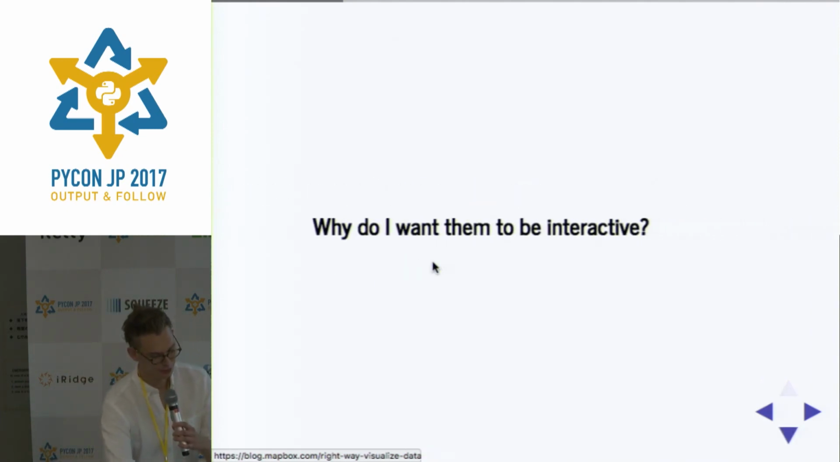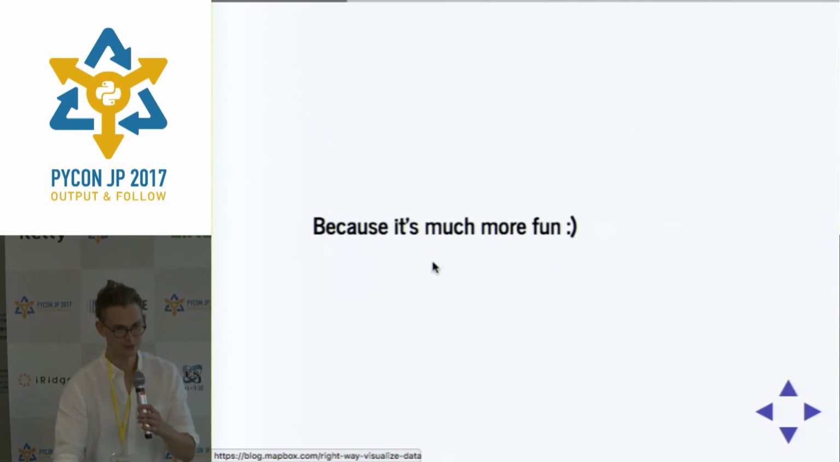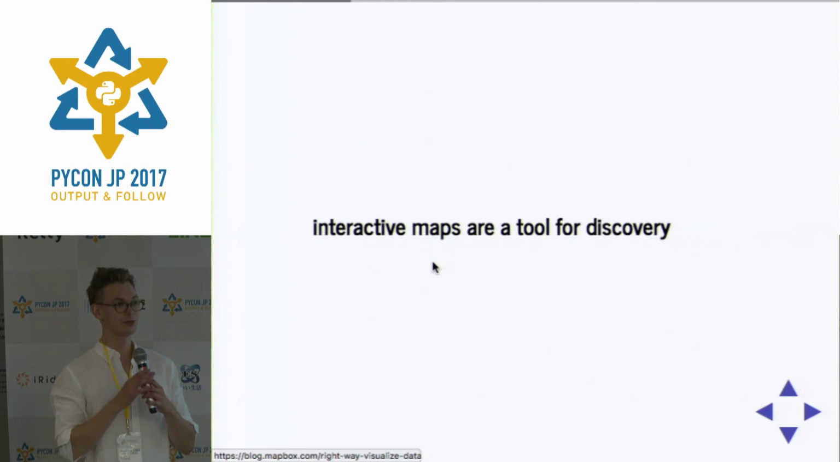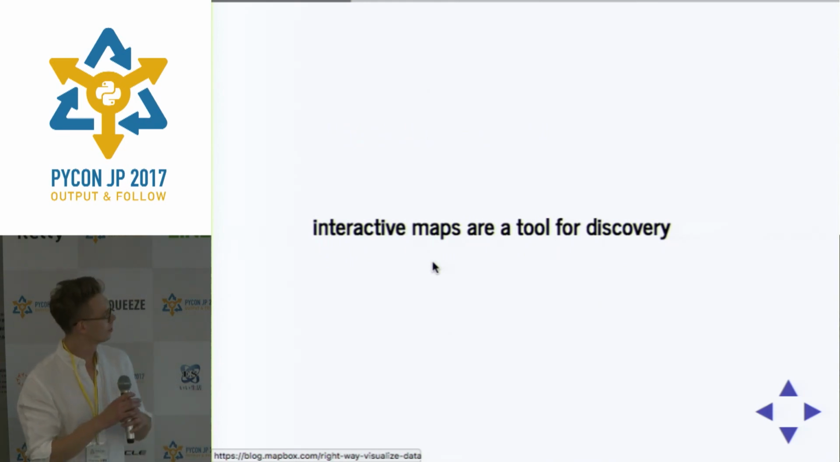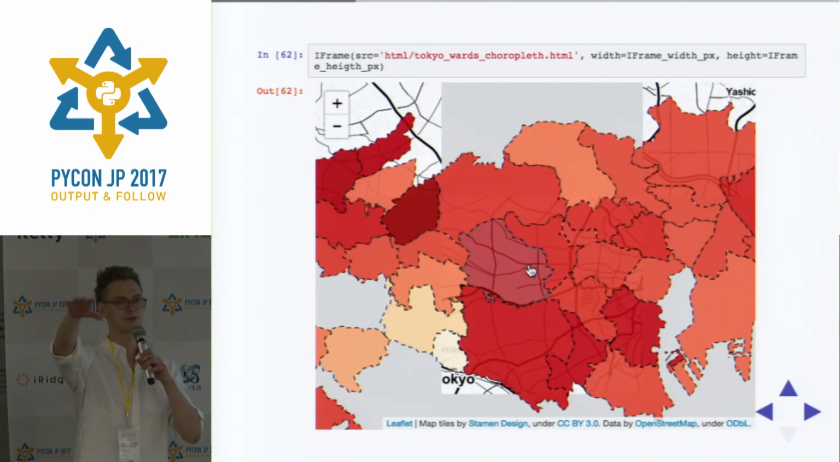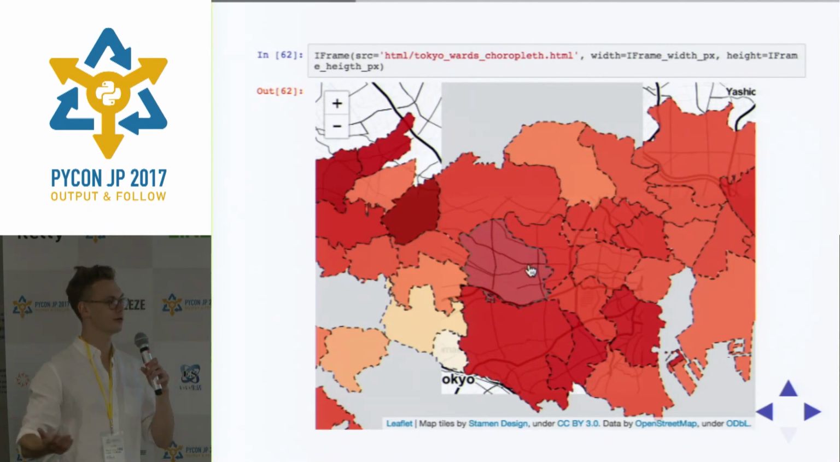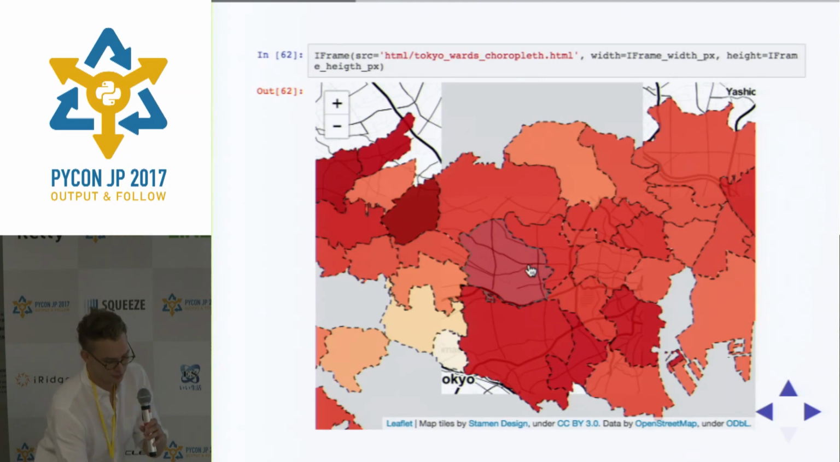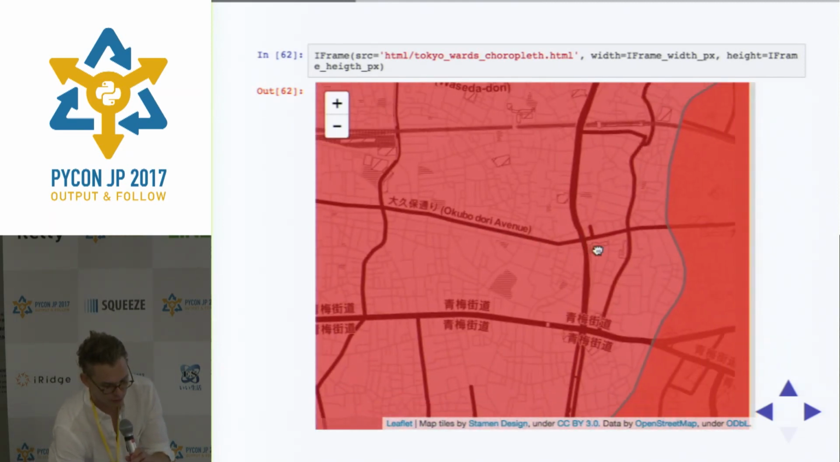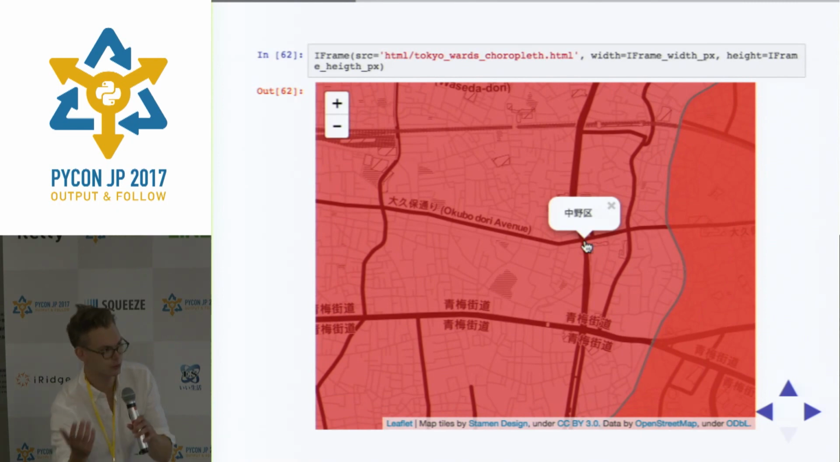So why do I want them to be interactive? Well, basically because I think it's fun, and also because I wanted to make a tool for discovery. If you just have a statically rendered map, you can't really do anything with it. You can just look at it. But if you have this interactive map, you can zoom in, go to your own neighborhood, click on it, and get some more information.